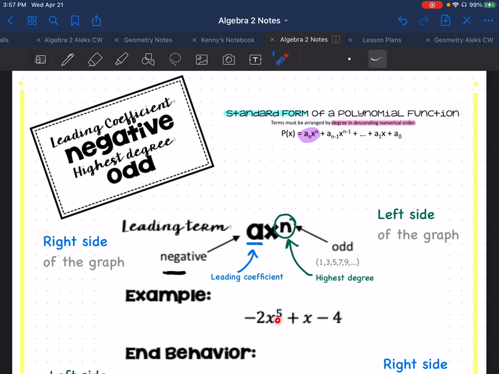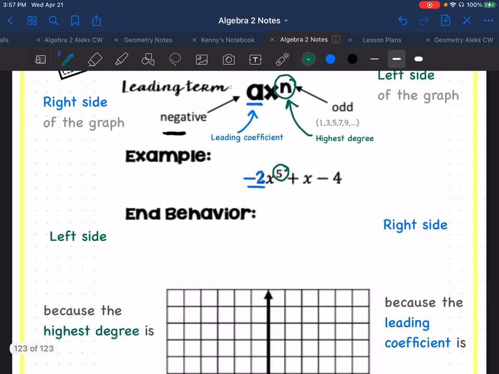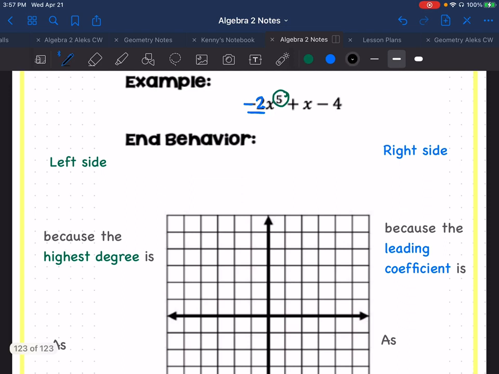In my example below, let's check to make sure that we are in standard form. The largest exponent I see is 5, so I'm going to count backwards. 5, 4, 3, 2, 1, none. We're okay. All right, so this is my leading coefficient. And this is my leading term. Here is my leading coefficient. Notice it is -2. My highest degree is going to be my odd 5. The right side is going to go ahead and fall. It falls, which means it's going to go down. It's going to look something like this. And this is because my leading coefficient is negative.